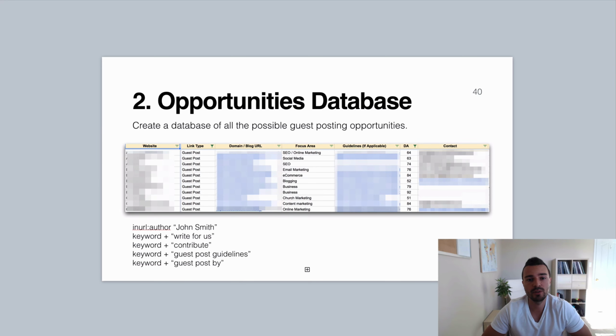So the next tab you want to create is the opportunities database. Here you're going to create a big spreadsheet of all the possible guest posting opportunities that there are. You can use search strings like "write for us," "contribute," and "guest post guidelines" to find some blogs that are accepting guest posts.